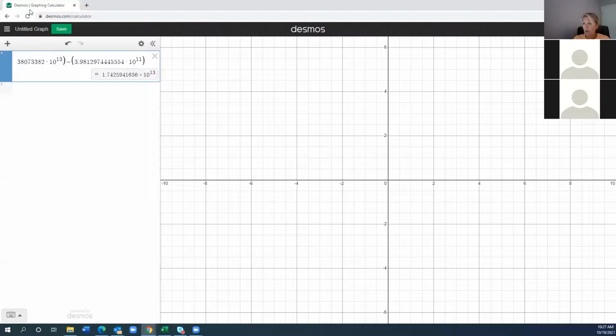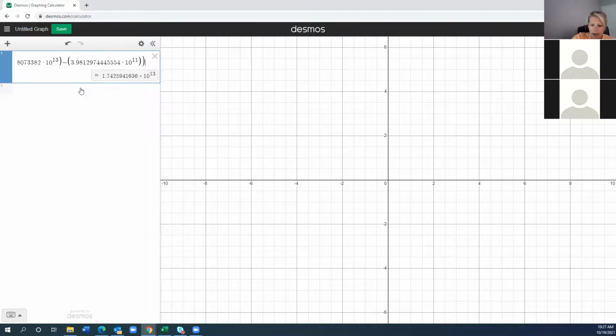Okay, so there you have it. Because one had an exponent of 13 and one had an exponent of 11, we still have a difference of times 10 to the 13th. So that's my actual difference right there.